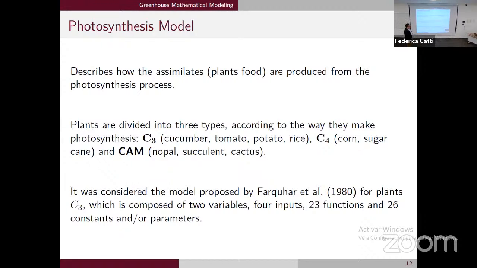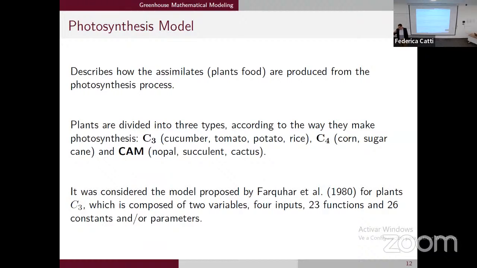Okay, now the photosynthesis model describes how the assimilates, which are the plant's food, are produced from the photosynthesis process. For this, it's important to consider that plants are divided into three types according to the way they do photosynthesis. The most popular type on our planet is C3. Some plants of this type are cucumber, tomato, potato, and rice. The second most popular type is C4. Some plants of this type are corn and sugar cane. And the last one is CAM. Some plants of this type are nopal, succulents, and cactus.